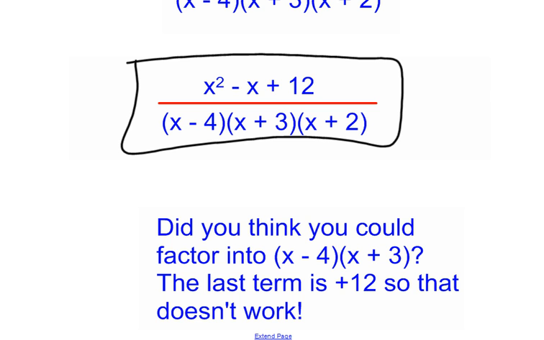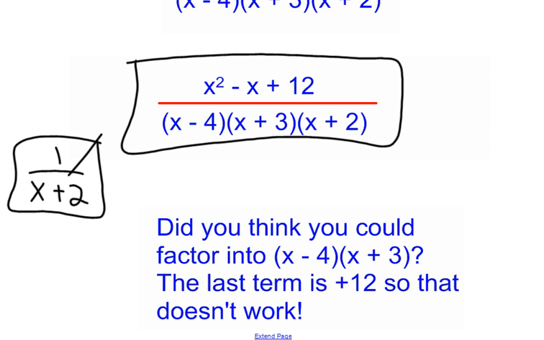A lot of people try to factor that numerator into x minus 4, x plus 3, but look at that last term. It's a positive 12, not a negative 12, so that actually wouldn't work. So for all of you who had the answer 1 over x plus 2, that's not right because this is a plus 12, so I can't factor it the way that you had tried.